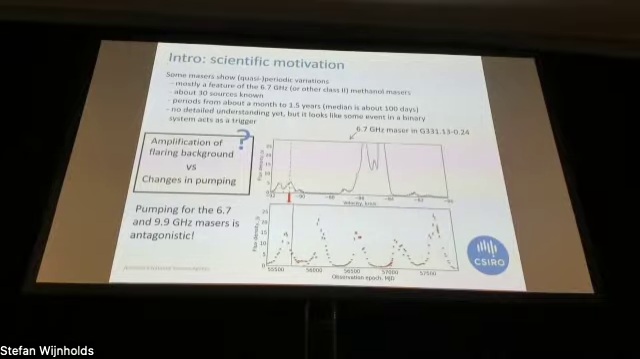The main motivation of the project was to understand whether the variability is because the pumping changes, the physical conditions change, or because the background radiation which these masers amplify changes, because different theories predict different things. That's why these two transitions were chosen, 6.7 and 9.9 gigahertz, because their pumping is antagonistic. If you have one amplifying, the other one would go down. And the Compact Array was the only instrument which allowed us to observe these two transitions simultaneously.